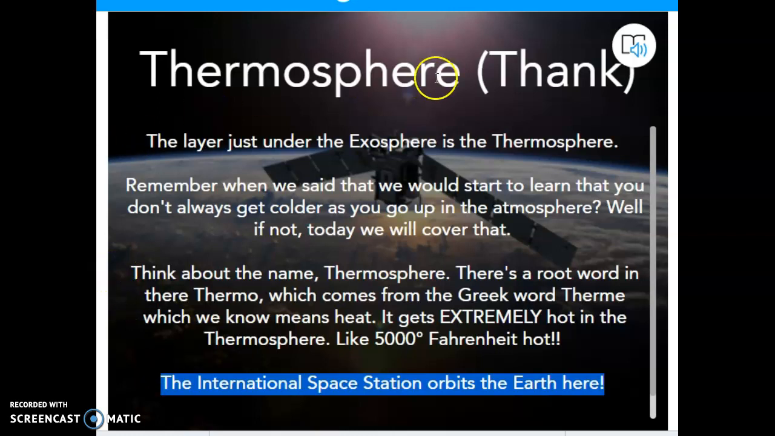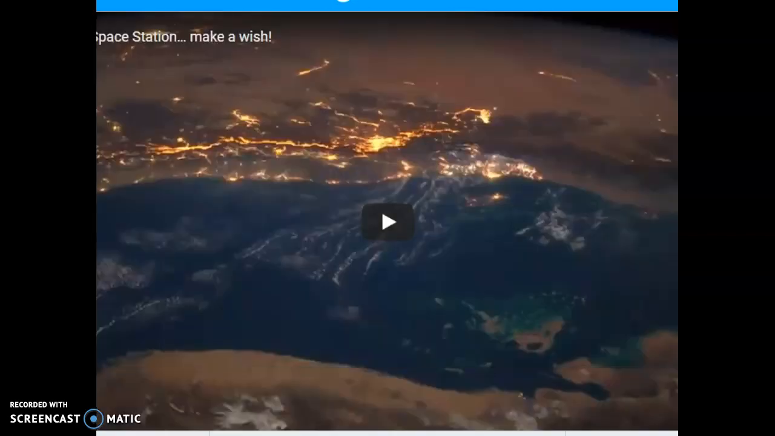These other facts in here are important, but you do not have to write them down. It's just extra facts to kind of get you a little bit more excited about the thermosphere. There is something else about the thermosphere that's very exciting.